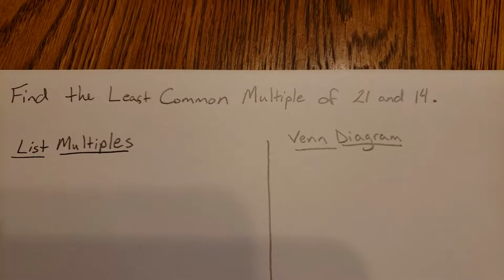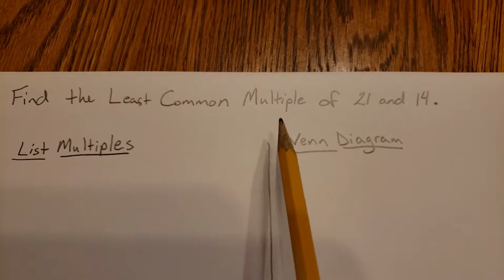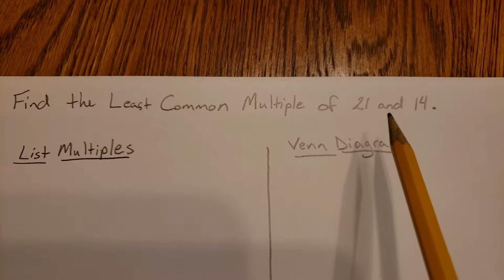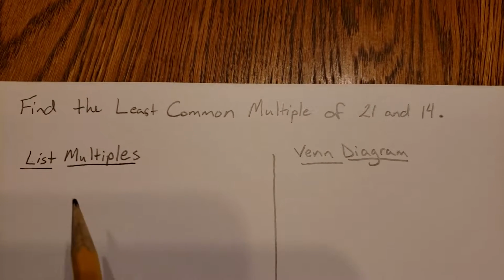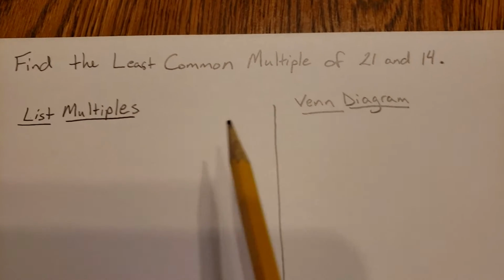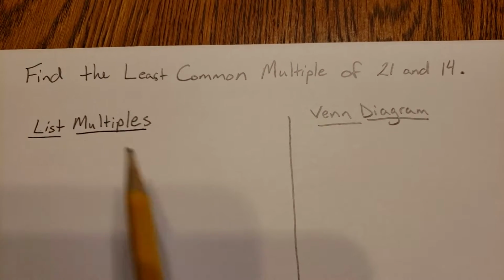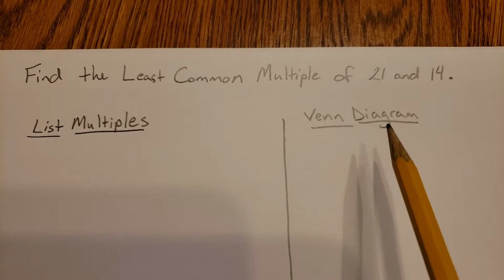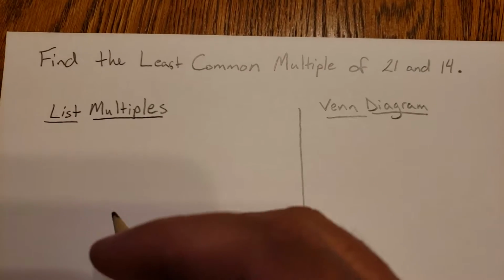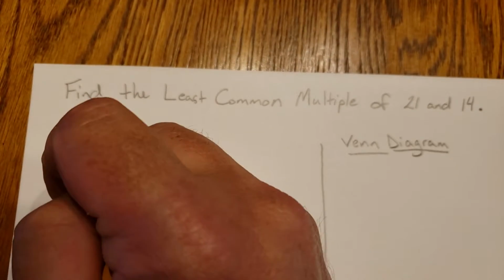Okay, let's do an example of finding the least common multiple of 21 and 14. You have two different ways we can do this. We can do it using the listing multiples method, or we can do it with a Venn diagram. So, listing multiples, first we would start off with 21.